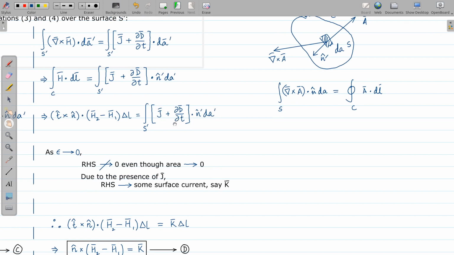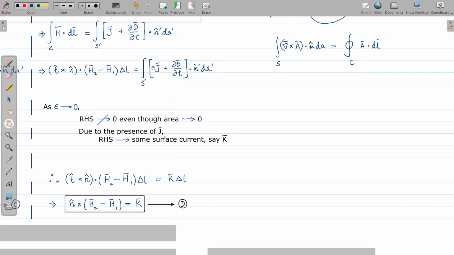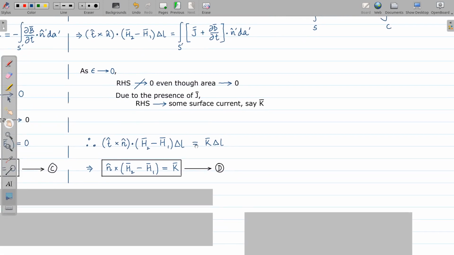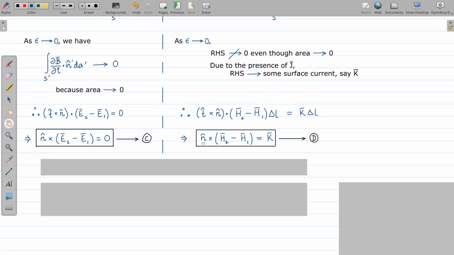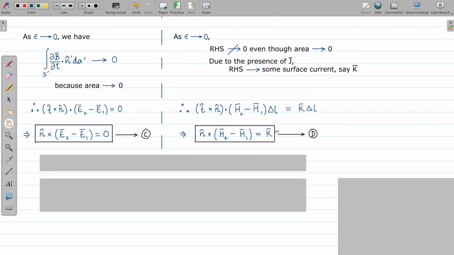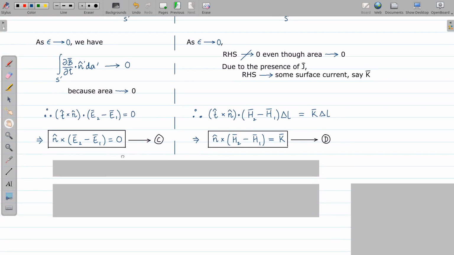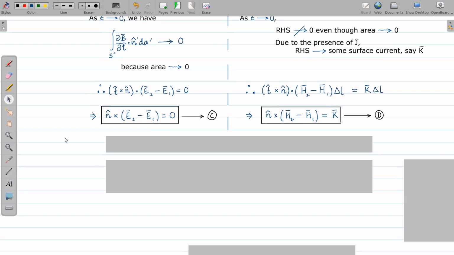The dimensions of this quantity should be equal to current, so this must be equal to some surface current K times the length. Here the length will get cancelled. So we have again the expression t cap cross n cap dot H2 minus H1 equal to K, which can be written as n cross (H2 minus H1) equal to K.